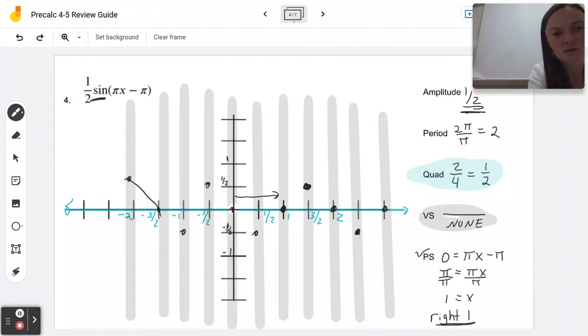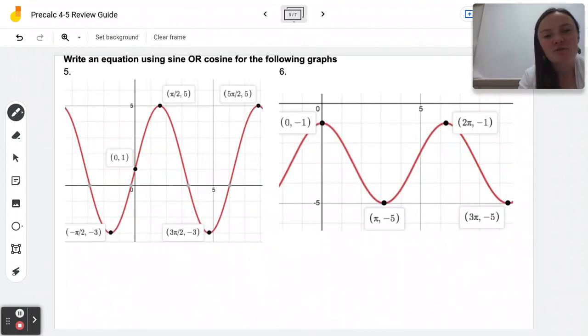Oops, I think I messed up somewhere. Let's see. You can kind of catch your own mistakes here. There we go. I didn't go to the midline. That looks better. All right, and so this right here is going to be 1/2 sine of pi x minus pi. Let's keep moving. Okay, so for these next questions, we're kind of asked to do something in reverse.